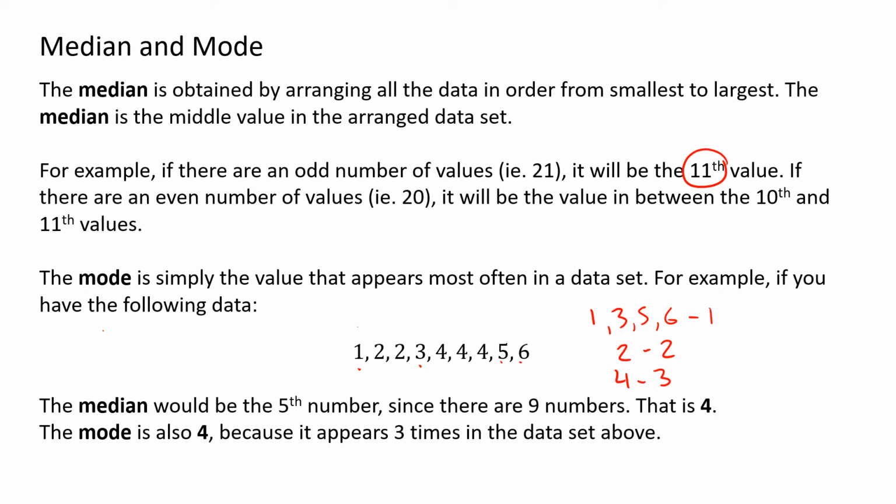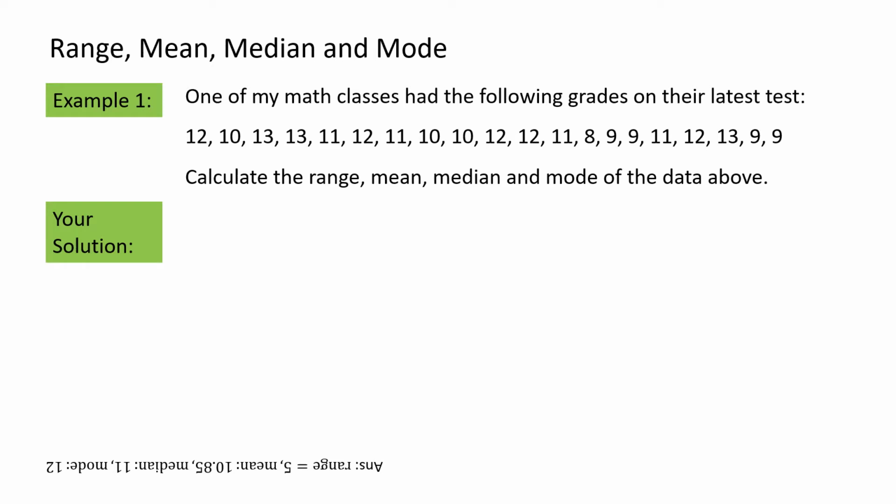Okay, so the mode doesn't have to be one specific number, while the mean and the median do. All right? Okay, so let's look at our first example. One of my math classes, I will not tell you which math class, or maybe I'm making this up and it wasn't actually test results, but they had the following grades on their latest test. And I have a list of values here, okay, 12, 10, 13, 13, etc. What I'm asking you to do is calculate the range, mean, median, and mode of the data.